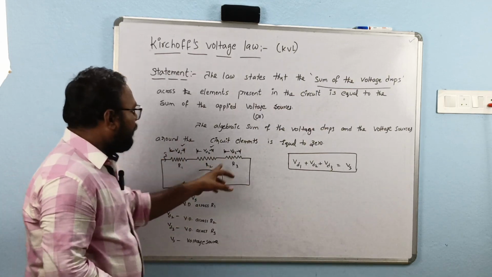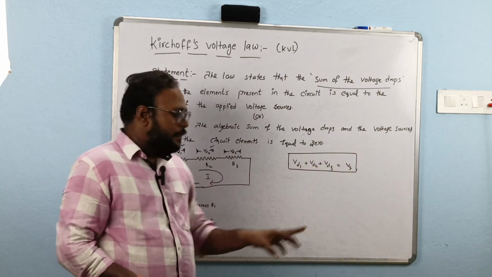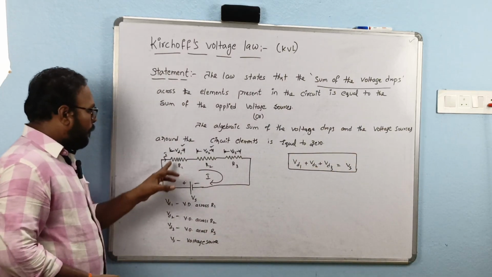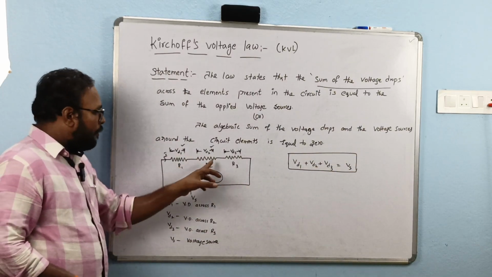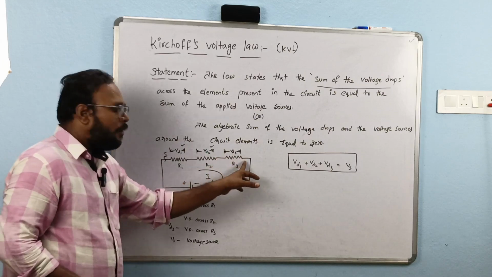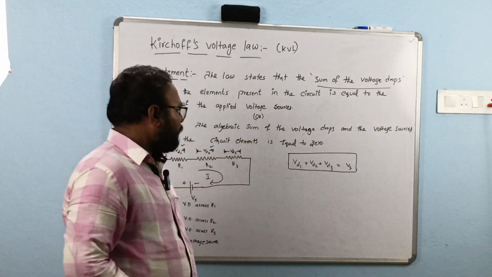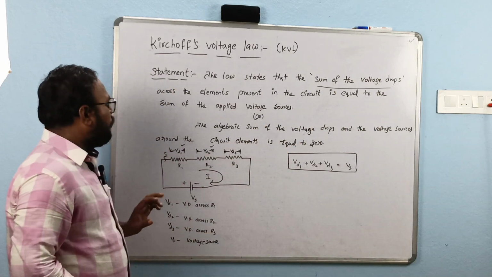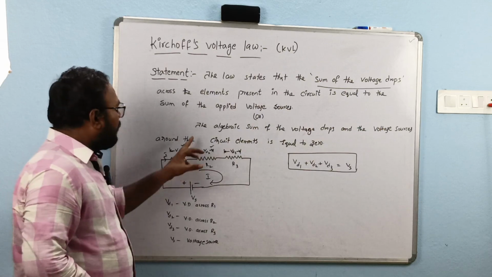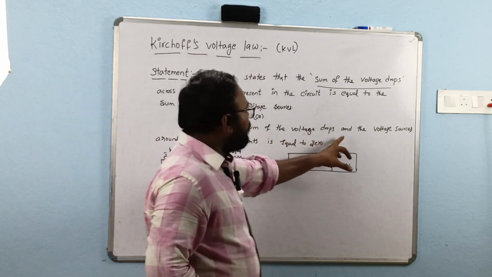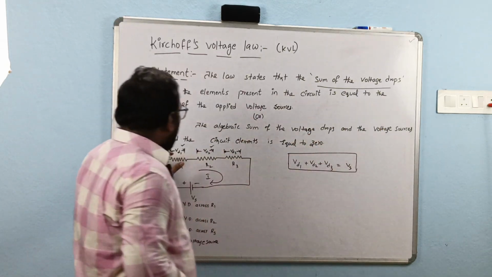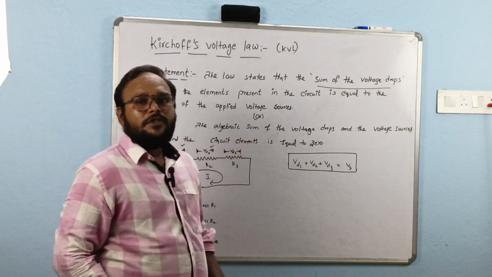Like this, in each and every resistor, the voltage drop happens. So, the voltage drop across R1 is VD1, across R2 is VD2, and across R3 is VD3. And coming to statement 2, what does statement 2 explain? The algebraic sum of the voltage drops and the voltage sources around the circuit element is equal to 0.